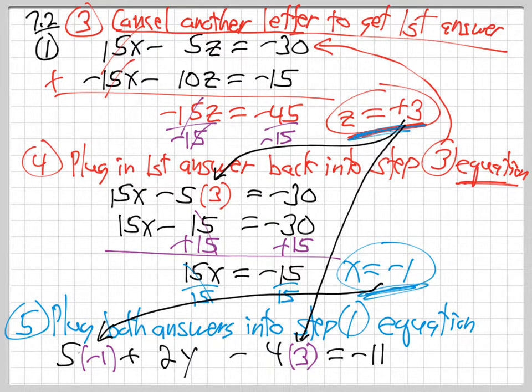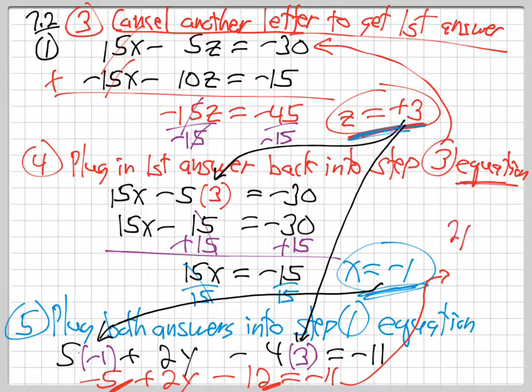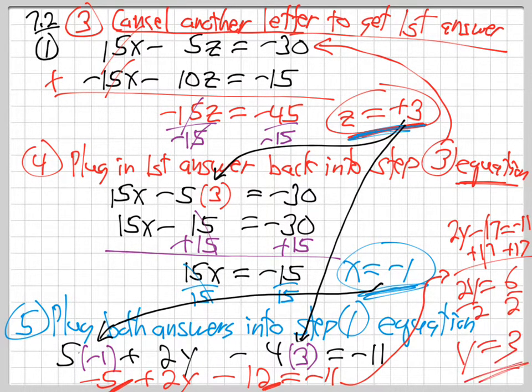What do we got? Minus 5 plus 2y minus 12 is minus 11. Kind of running out of room here. So I'm going to maybe squeeze up in here. If you combine this minus 5 and minus 12, that is minus 17, right, is minus 11. Add 17 to both sides. 2y is 6, divide by 2, y is 3.